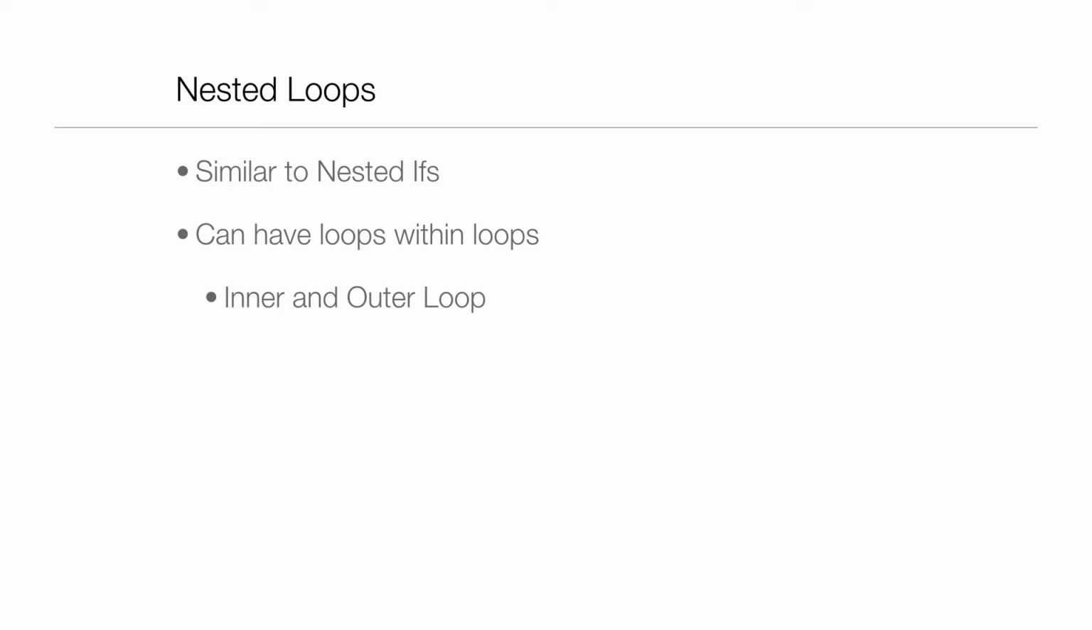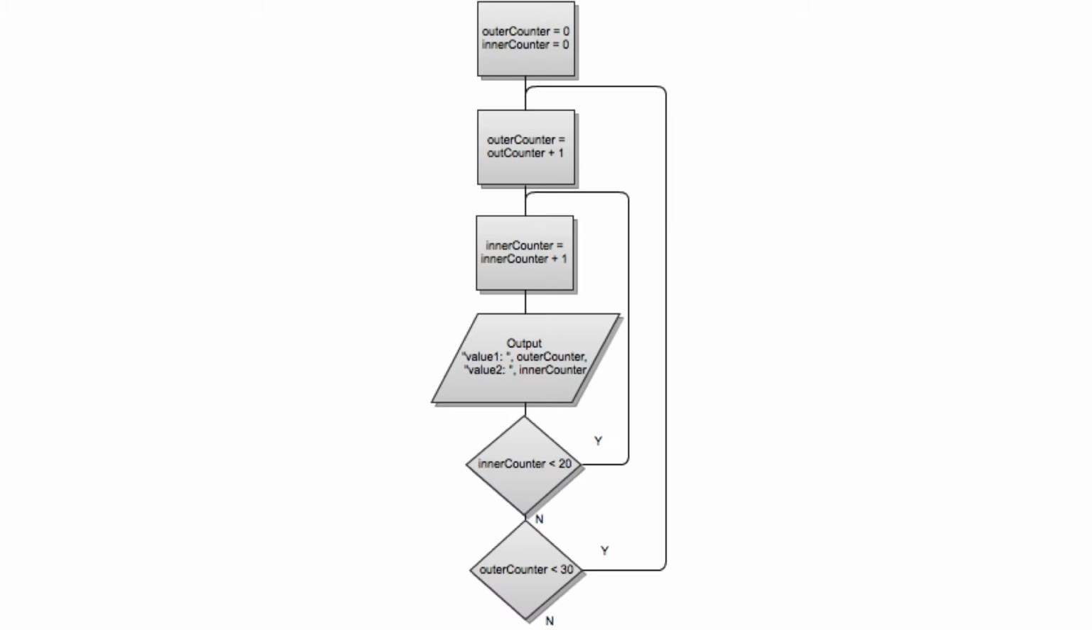You can have loops within loops, and they're called inner and outer loops. I want to show you that in person because it's kind of hard to visualize. But I just wanted you to know that they do exist and you can do them, and they can get quite complex with nested loops.